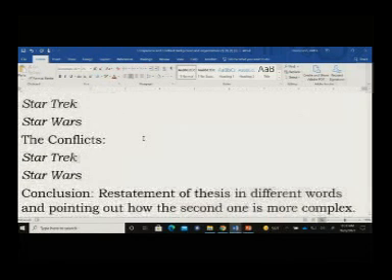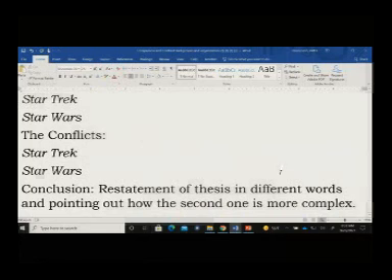And then the conflicts. Star Trek, you've got the Romulans, you've got the Borg, you've got the Klingons, and then Star Wars you have the Empire, and you have the, what's the new group? I can't remember their name. No, the Resistance is the opponent, but it just hasn't stuck with me. But your conclusion is the restatement of the thesis.